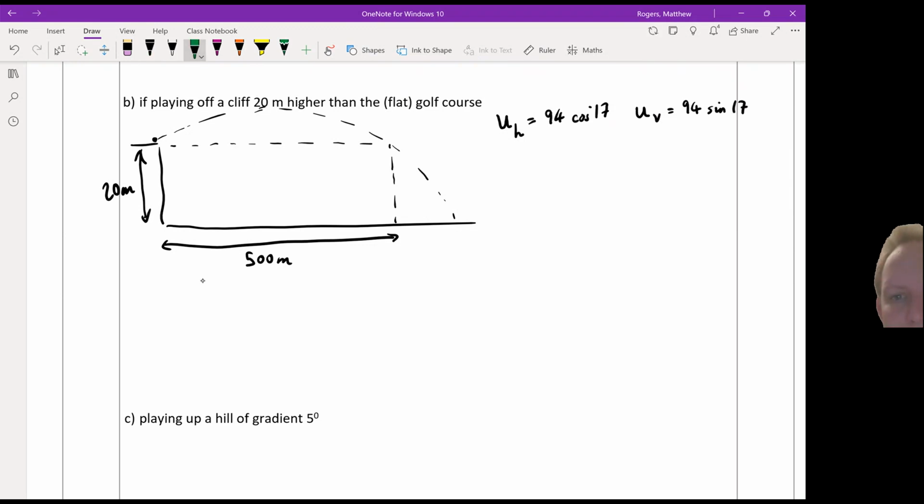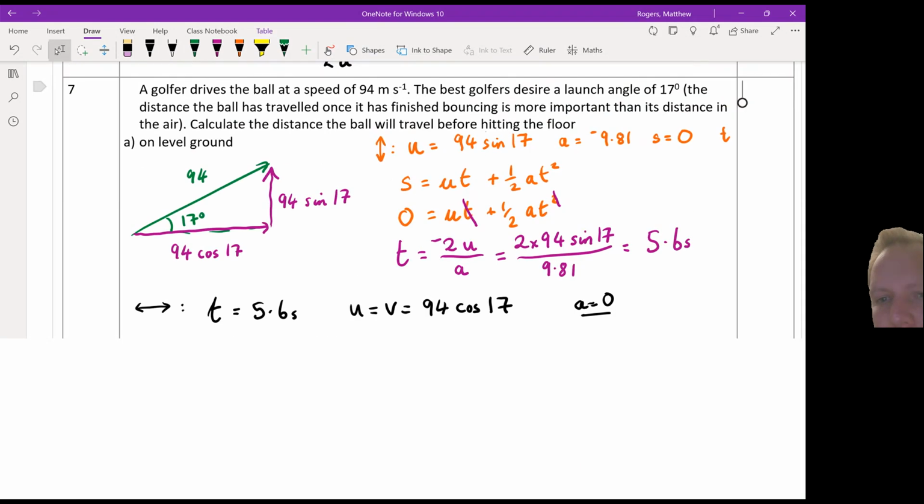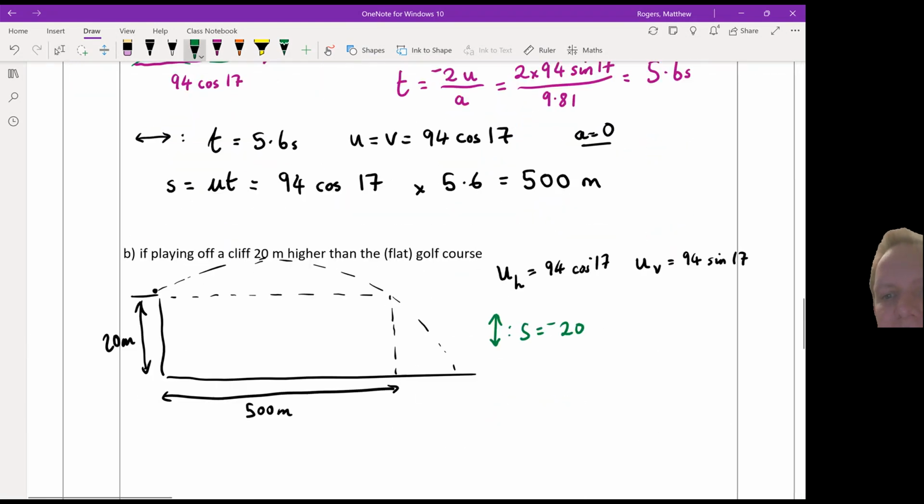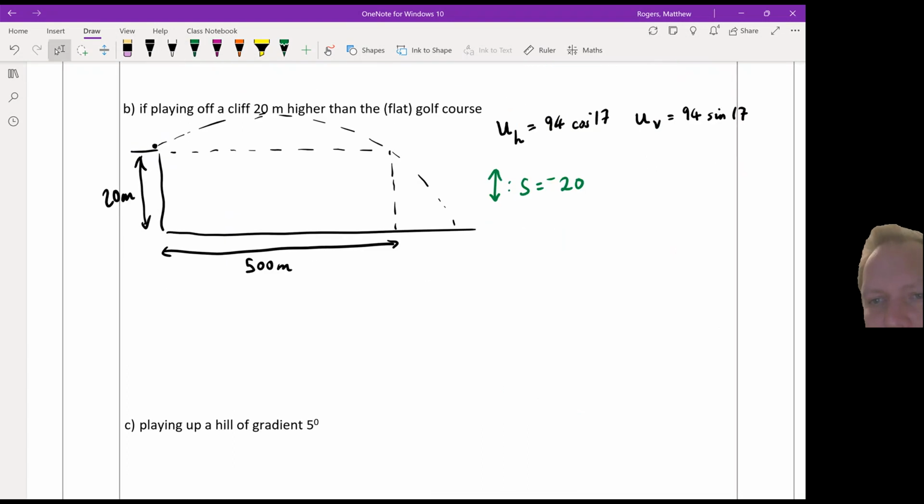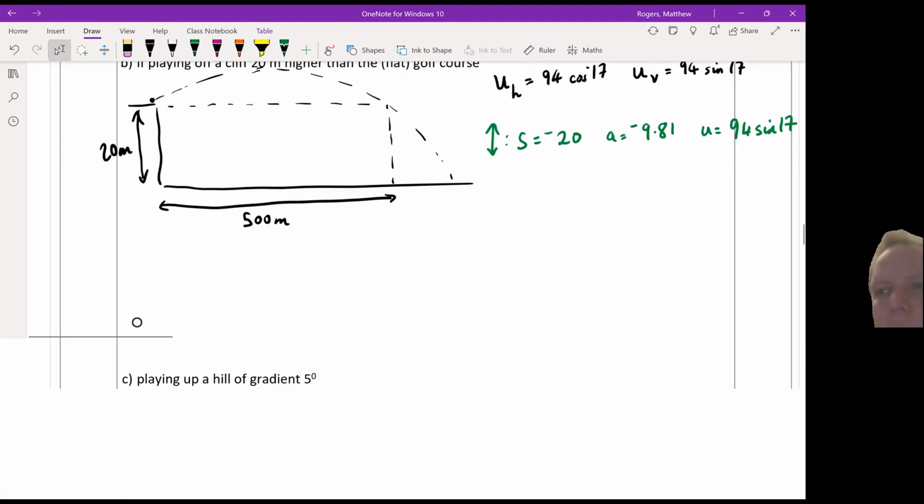But now, when we look in the vertical direction to work out how long it takes the ball to come up and down and hit the floor just in that direction, we have the extra complication that S, the final displacement, is minus 20 meters. So the trick that we used up here, where U was 0 and being able to cancel T, we're not going to be able to do this round. Let's have a look. We know the acceleration is minus 9.81, and we know the initial speed in this direction is 94 sine 17. So when we go to find T, I'm going to make some more space to work.